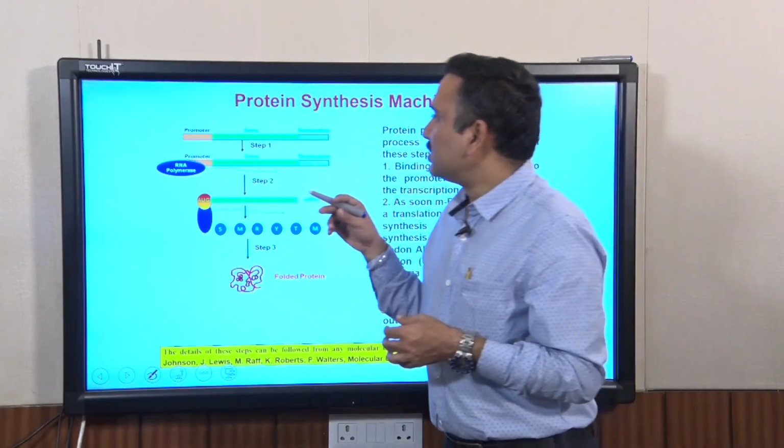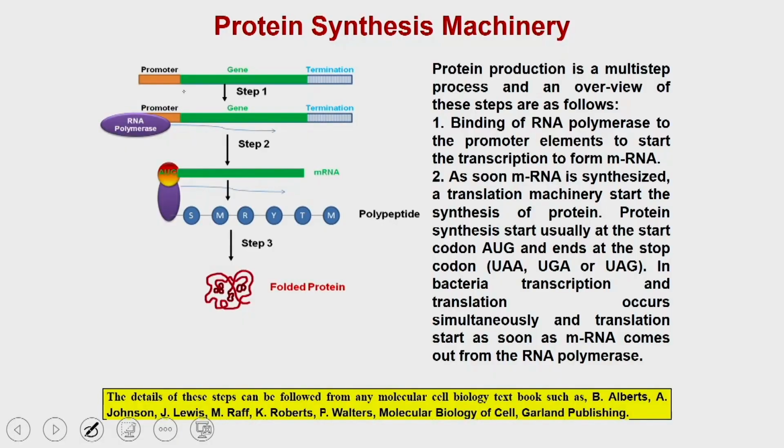In the protein production machinery, you have a coding sequence which is called a gene, and next to the gene you have a promoter sequence. This promoter sequence is required for providing the docking site for the RNA polymerase as well as different transcription factors, and onto the 3 prime end you have a termination sequence which is going to terminate the transcription of this particular gene.